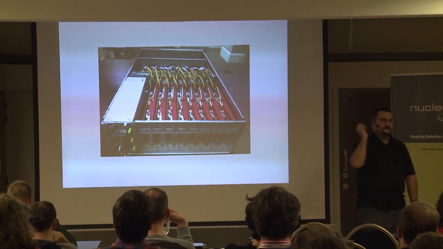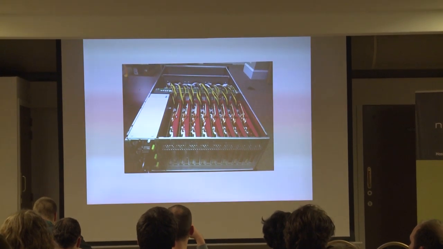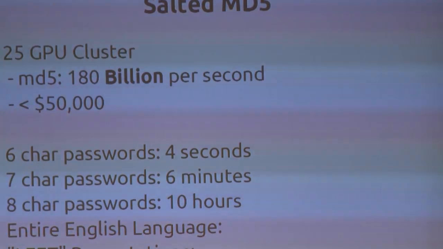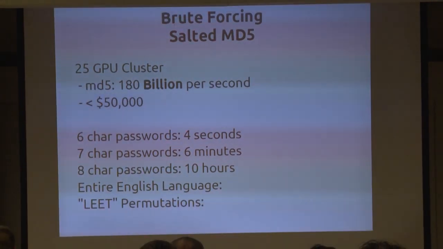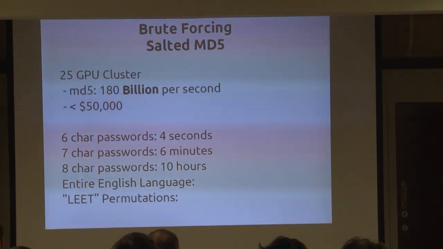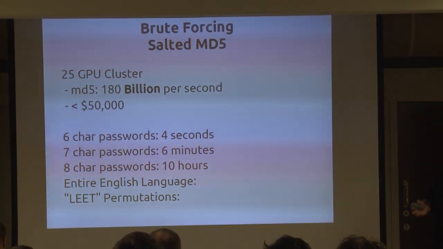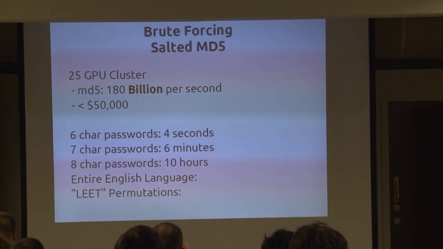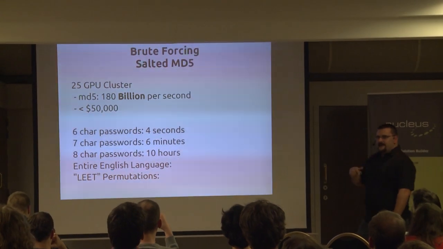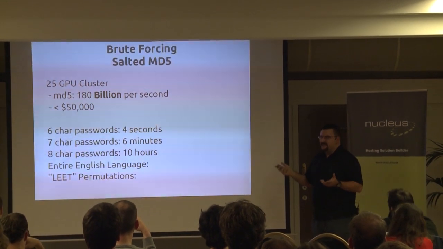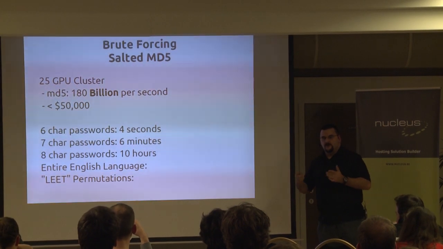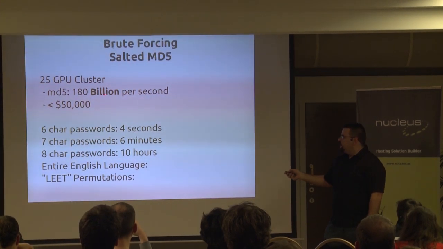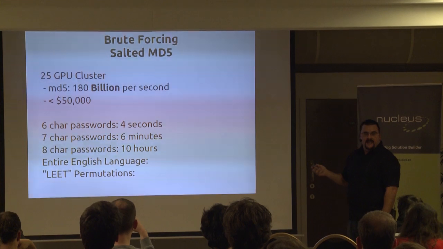Enter this beast. This is one server out of a cluster of 5. There is a total of 25 GPUs in this system. They didn't actually publish the numbers, but based on my calculations, it was built for somewhere underneath $50,000. It can do 180 billion MD5s per second. Now, to put that in perspective, a 2012 MacBook Pro will cost you maybe $3,000, maybe $4,000 if you go for the really super high end. For an order of magnitude more money, you get 4 orders of magnitude faster attacks.